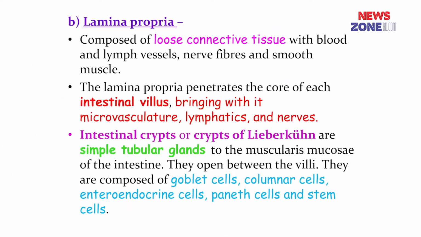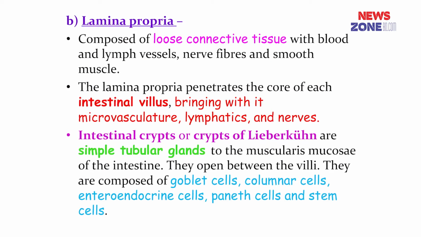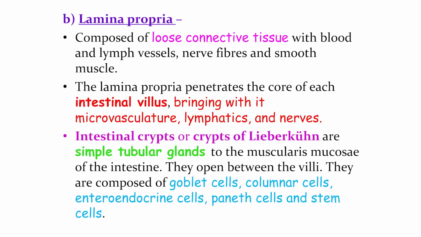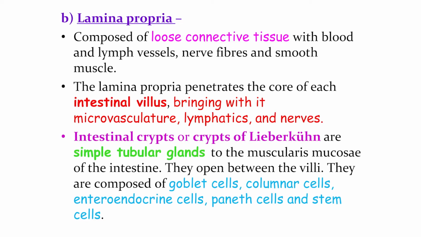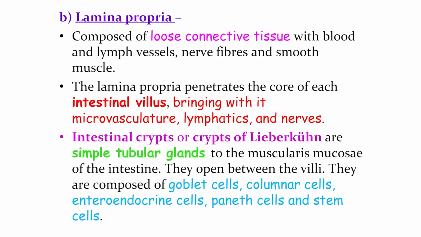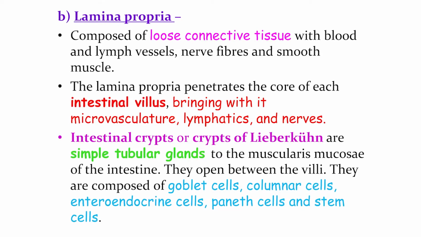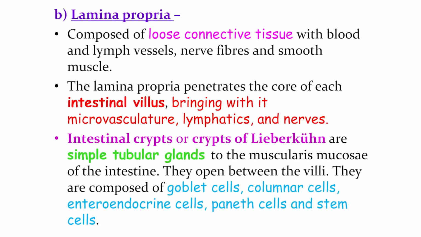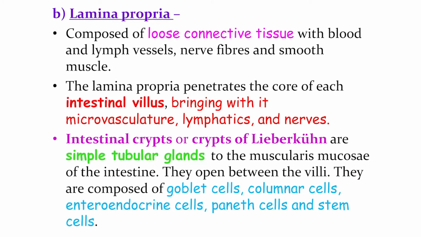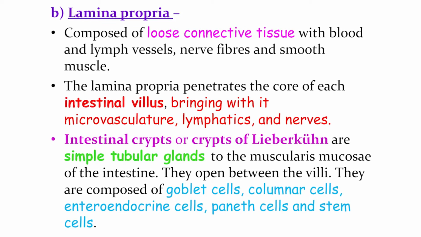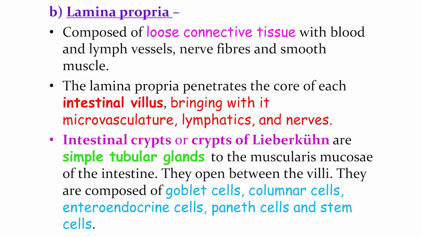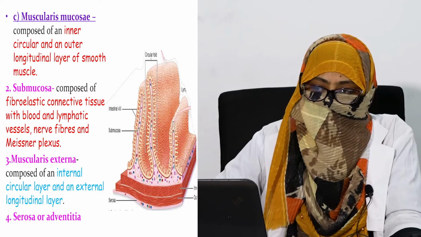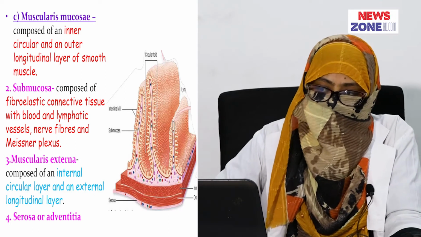Then after the epithelial layer, the lamina propria is composed of loose connective tissue with blood and lymph vessels, nerve fibers and smooth muscle. Lamina propria penetrates the core of each intestinal villus, bringing with it microvasculature, lymphatics and nerves. Intestinal crypts or crypts of Lieberkuhn are simple tubular glands extending to the muscularis mucosa of the intestine. They open between the villi. They are composed of goblet cells, columnar cells, enteroendocrine cells, Paneth cells and stem cells. So, lamina propria is the loose connective tissue layer and it will contain the intestinal glands, that means crypts of Lieberkuhn.